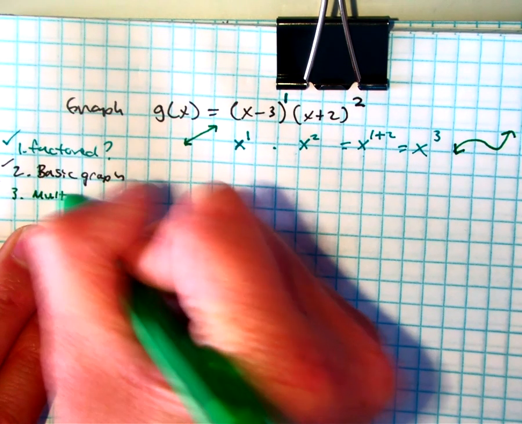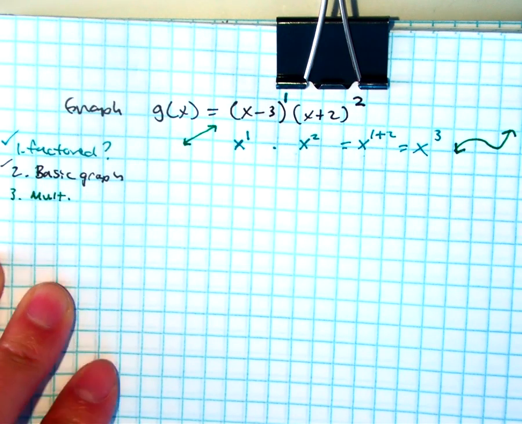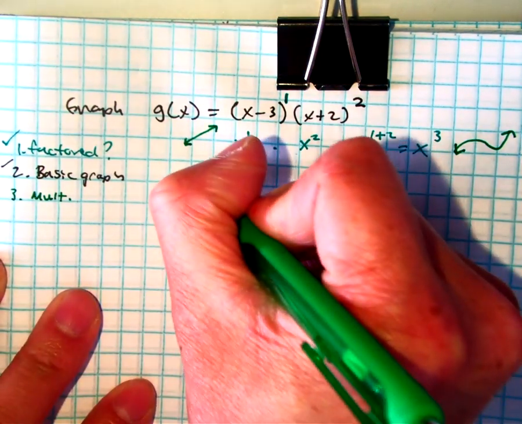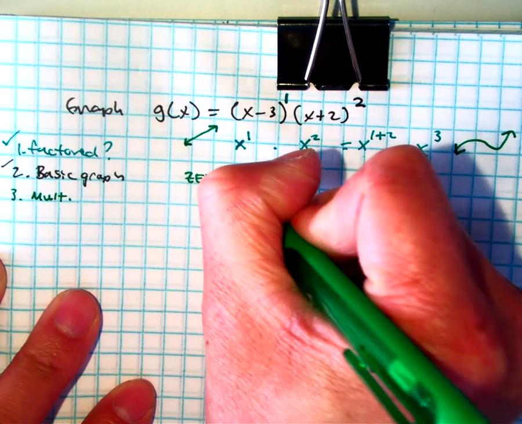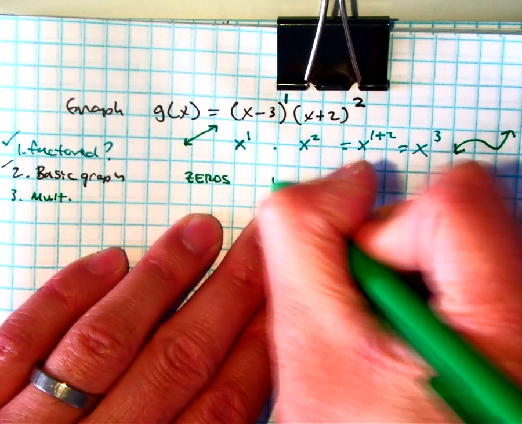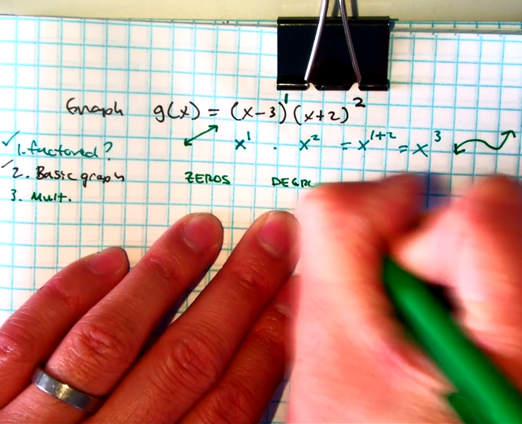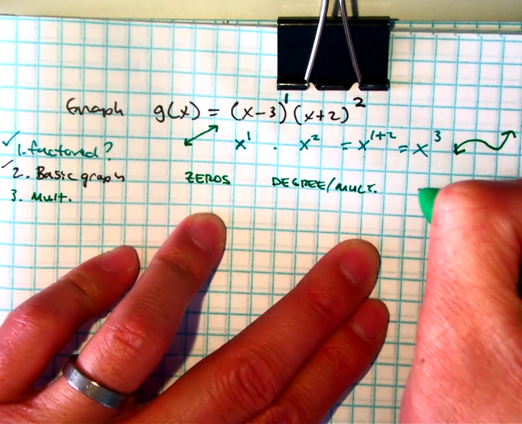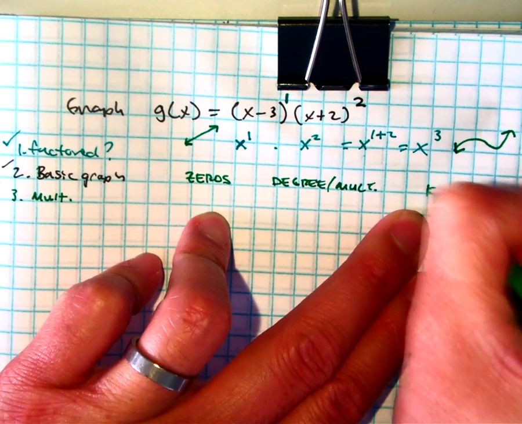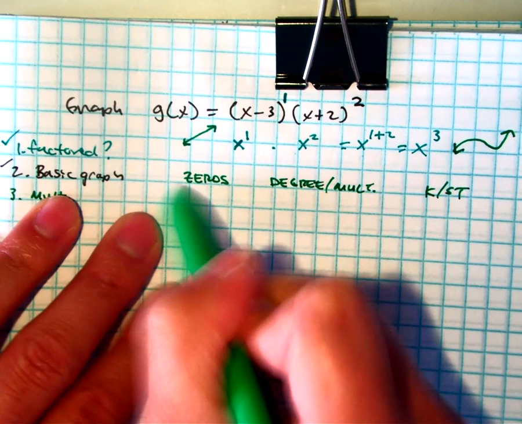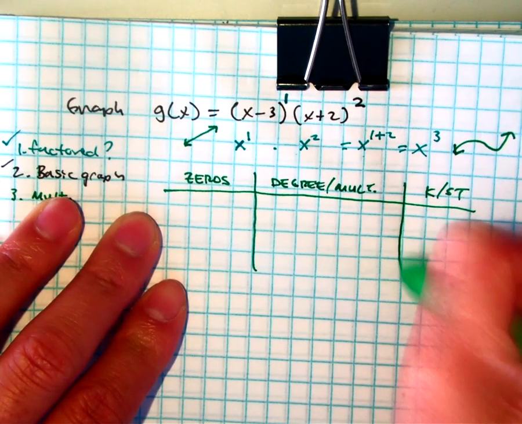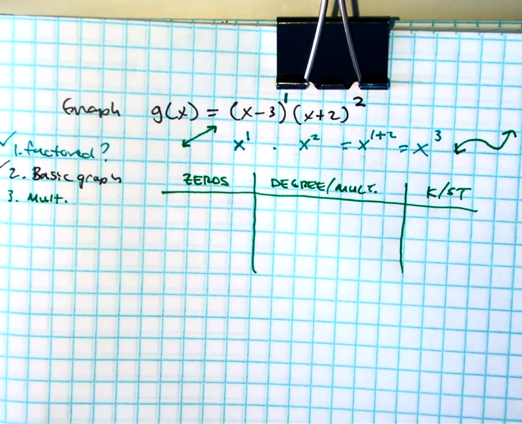Multiplicity. Let's make a chart. Zeros, degree, or its multiplicity, and then is it going to do a kiss or a shoot through? Alright, Gabriel, what does it say underneath multiplicity?